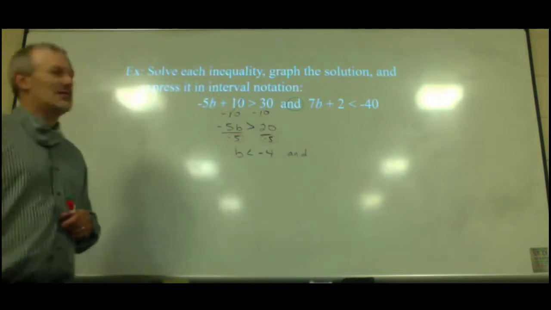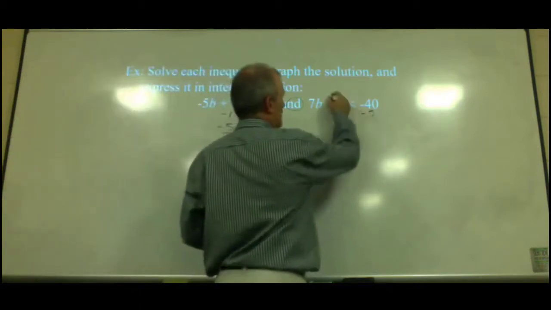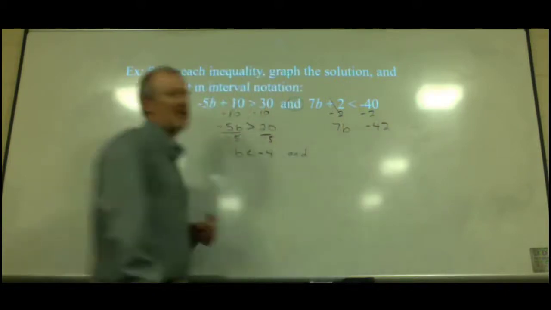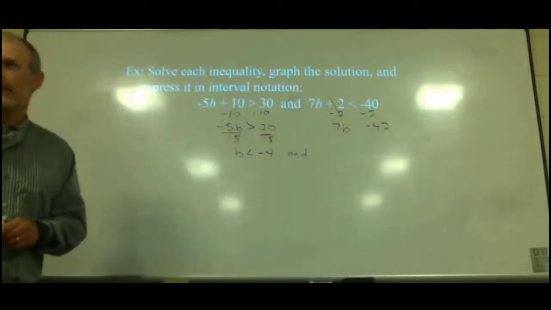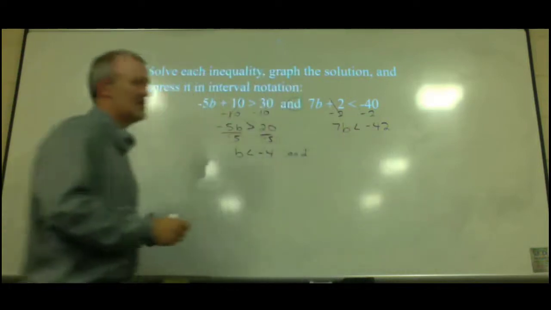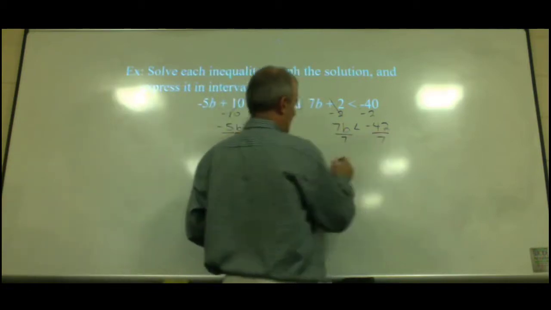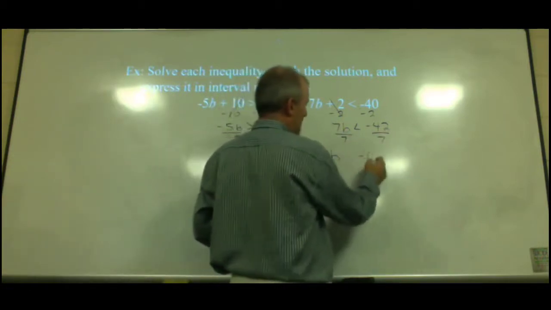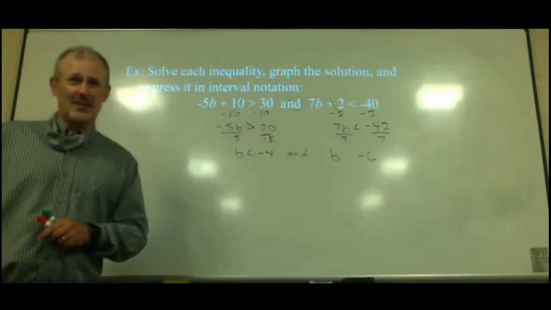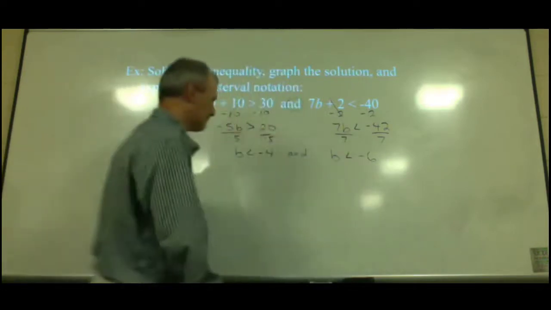What do we do first for this one? Subtract 2. So this is 7b, and this is -42. Do we have to switch the sign? No, because we did not divide or multiply, so less than. Then what else do we do? Divide by 7. And we get b and -6. Do we have to switch the sign? No, because you divided by a positive, not a negative. So this stays as a less than.